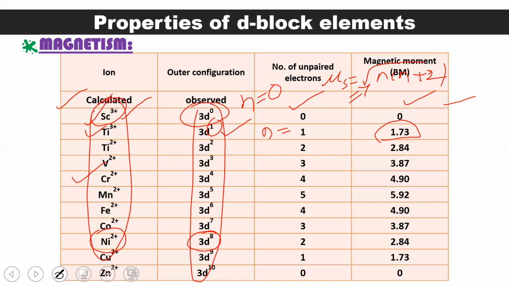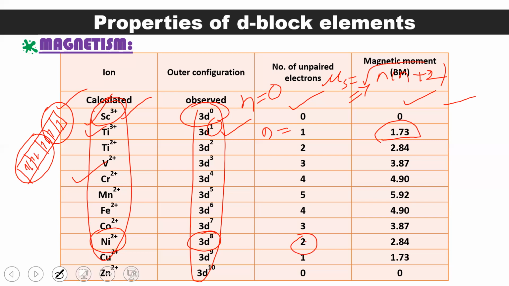So for this purpose, you have to fill up the electrons as per the rule. 3d8 means 1, 2, 3, 4, 5, 6, 7, 8. 6 of these are the paired electrons and these are the unpaired electrons. So in the 3d8 state, 2 unpaired electrons are present. So that is why n is equal to 2.